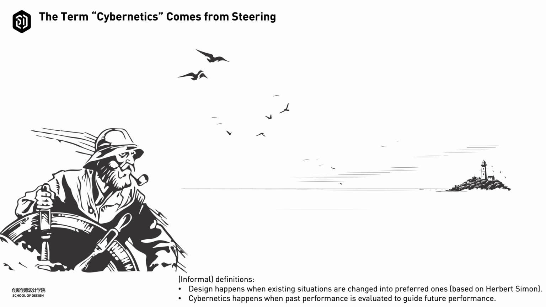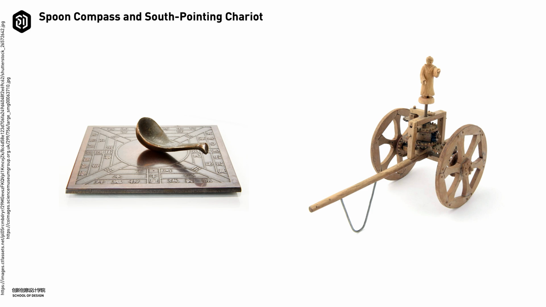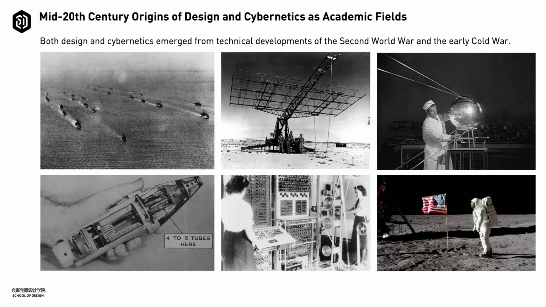Both fields, design and cybernetics, have been explored and practiced by human beings for a long time, since long before we had words for them and before we had academic institutions for them. Here you see two examples from China, the spoon compass and the south-pointing chariot, both of which are cybernetic in the sense that they can be used for navigation, but also design in the sense that they are products of creative innovation. To understand design cybernetics, we have to go back in time to the middle of the 20th century.